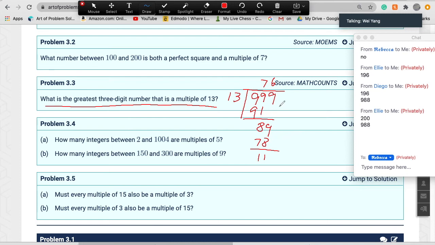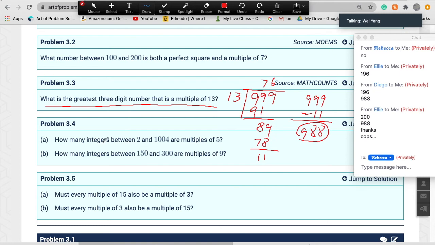So that means if we subtract 11 from 999, then the new number will be divisible by 13. That will be 988. So 988 is the largest three-digit number that's a multiple of 13. Now let's see.